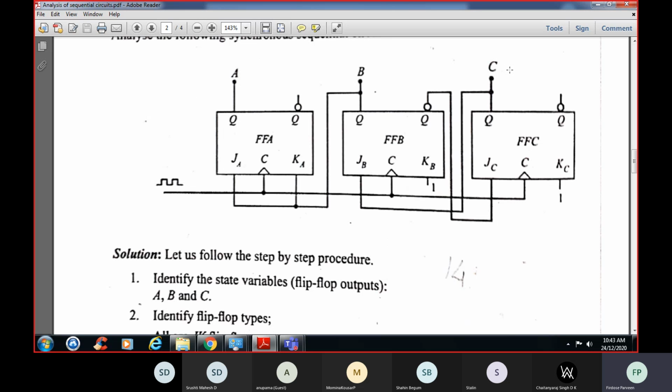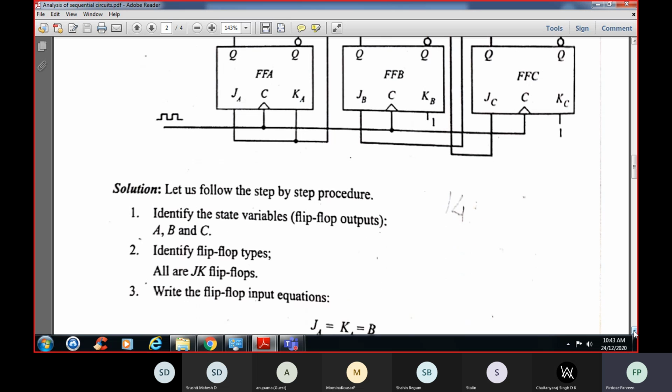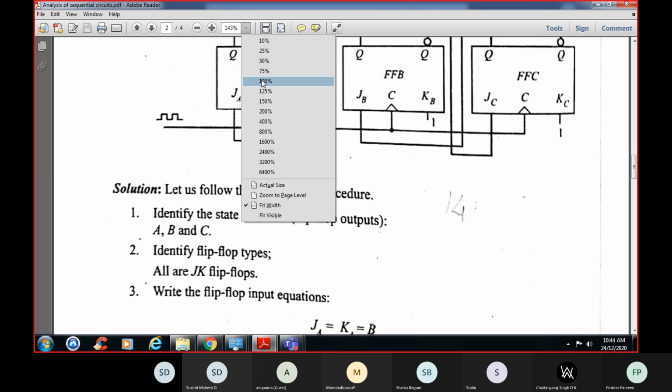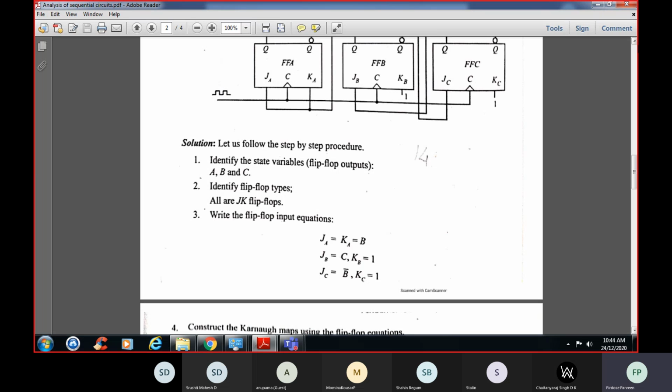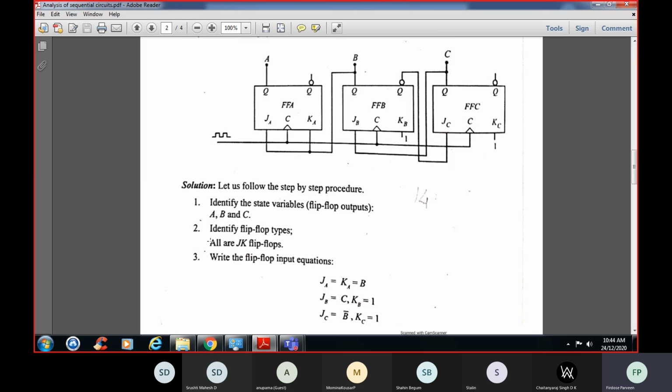So next step, what they have told, you have to identify the flip-flop. So which flip-flop is it? It is JK flip-flops. Now, what is the next step you have to do? Write the flip-flop equations. So what are JA and KA? See here, JA and KA. It is connected to state B. So J is equal to K is equal to B. So I'll write down B.